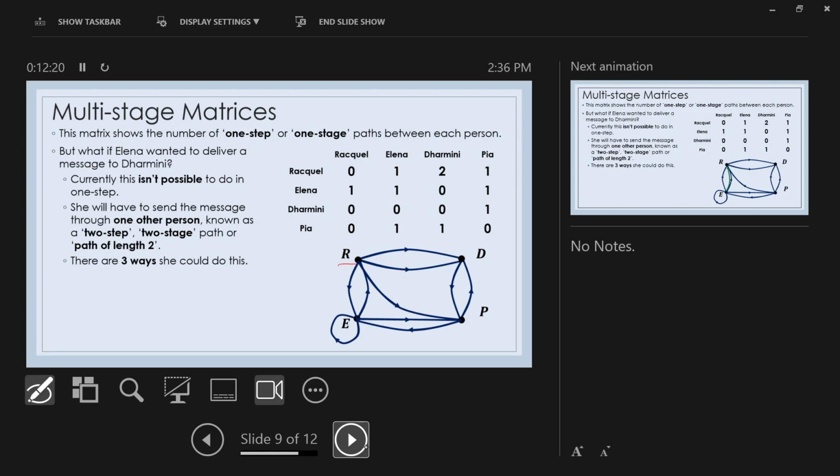So what we're trying to do is consider this as a 2-step equation, or 2-step from here. We're doing Eleanor to Darmini. That could be done in this green way, following that arrow there. It could also be done in the blue way, going across the top, or we could go through Pia across the bottom. So the number of ways that we could now get from E to D, which previously didn't connect directly, in 2-step you were able to do in 3 different ways.